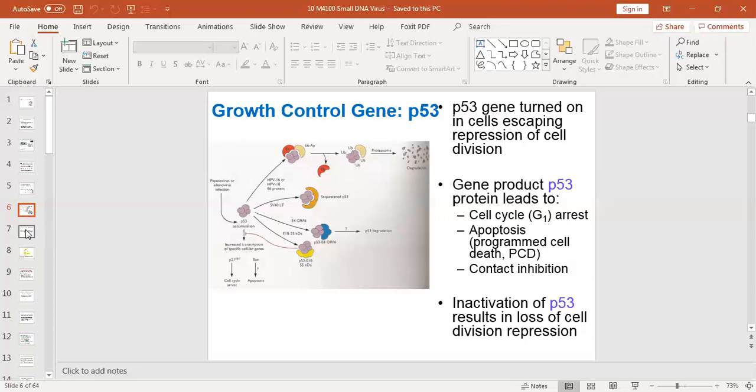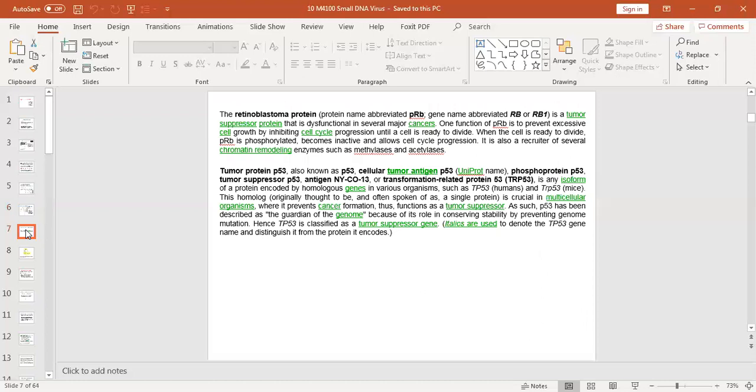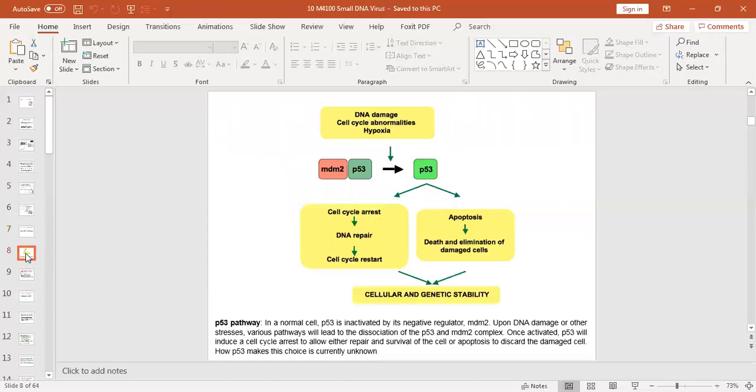So next slide, number 7, there I've included some information about the retinoblastoma protein and P53 protein. Please take a look at it and try to understand these two, understand the name, the gene, and the function of these two gene products. Slide number 8 is the P53 pathway.